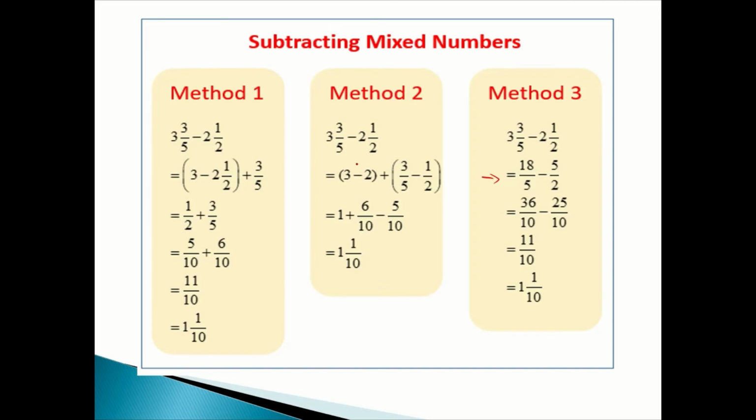Method number 2 is also okay because we subtract first the whole numbers 3 and 2, plus the subtraction of our fractions, which is 3 over 5 minus 1/2. You could also do that. In my case, I'd like to use method number 3 because we convert it first from mixed number to improper, and then we move on by solving the LCD and then follow the process.